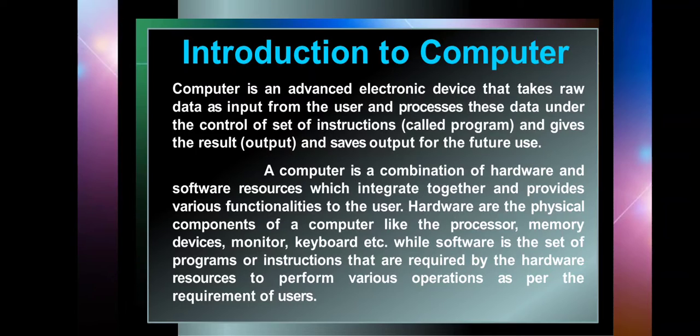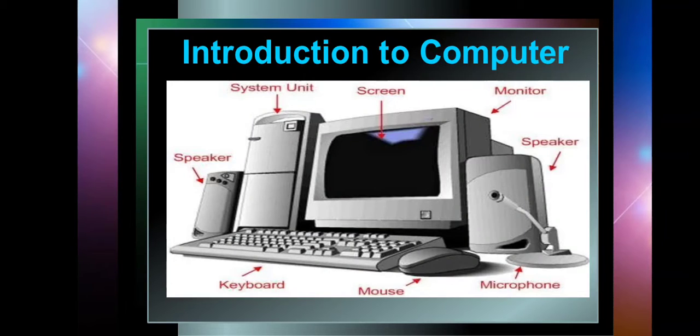So what is hardware? These are the physical components which we can see and touch, for example the processor, memory devices, monitor, keyboard, etc. But what is software basically? Software is a set of programs or instructions that are required by the hardware resources to perform various operations as per the requirements of the user.